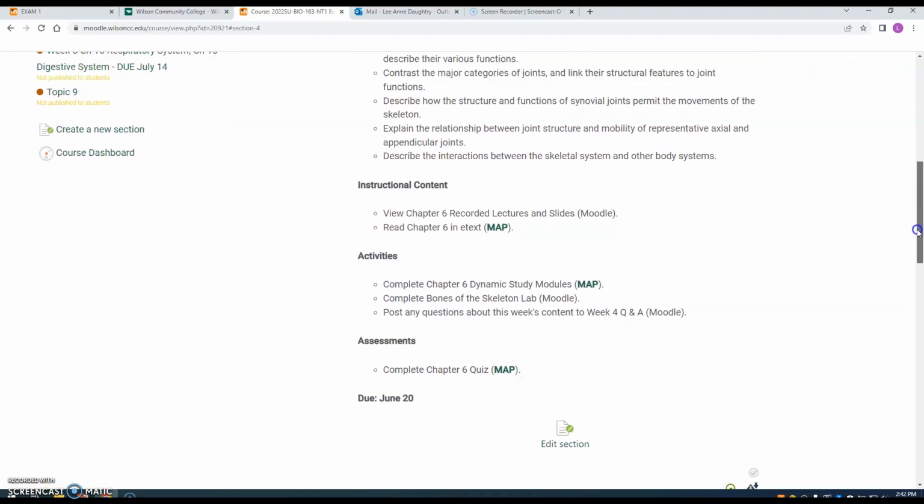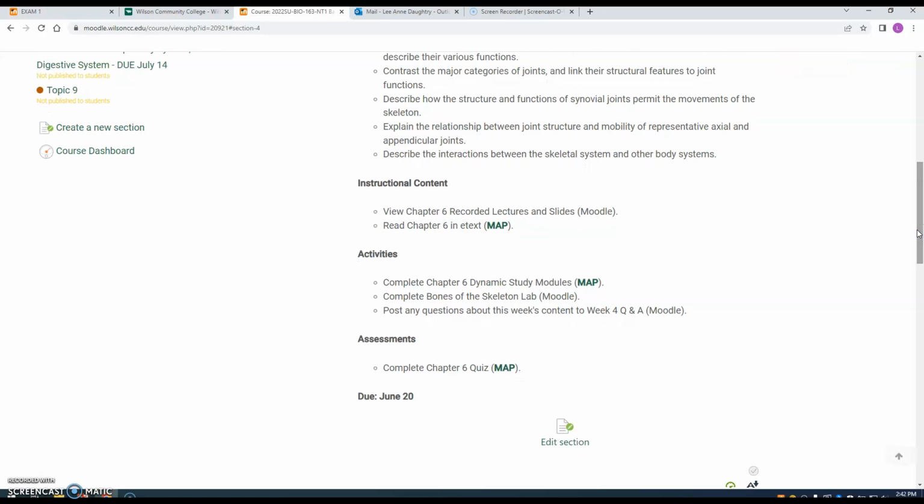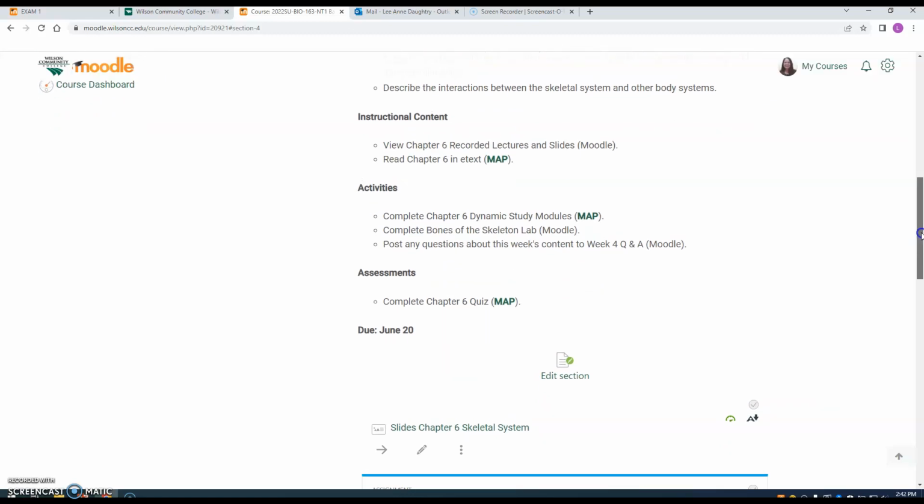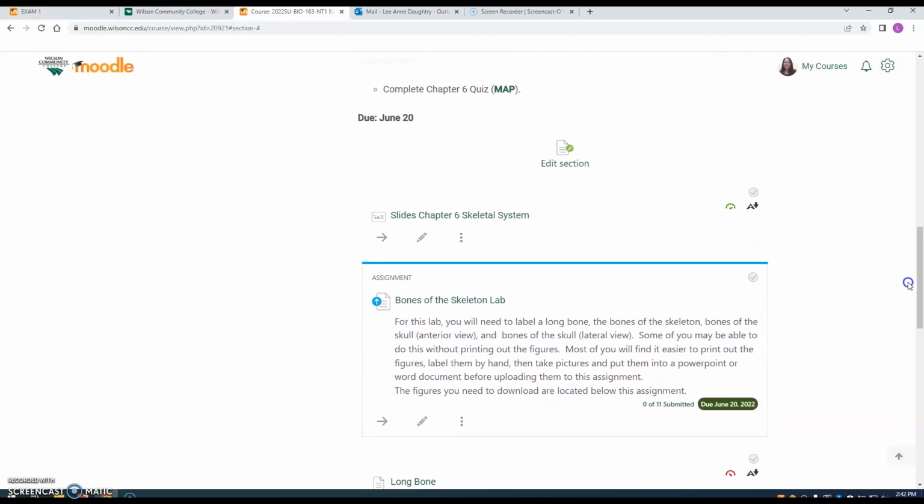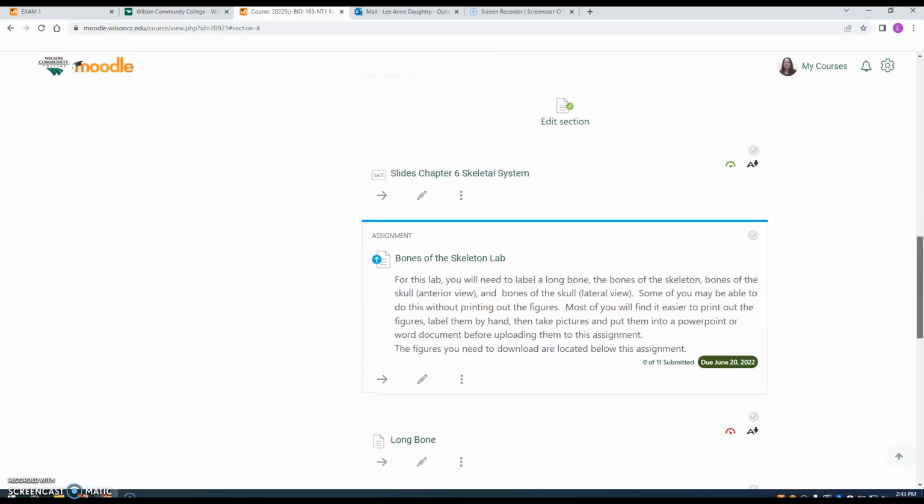And the reason it's only on one chapter is because Chapter 6 includes not only the bones of the skeleton, but also the joints and joint movements and things like that. So it's a lot of information for me to have given you another chapter to go with it. I have already posted the slides for Chapter 6. I have not posted the study guide, and I've not posted the lecture.